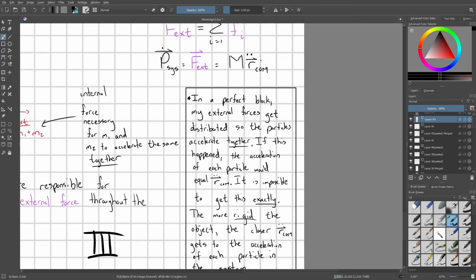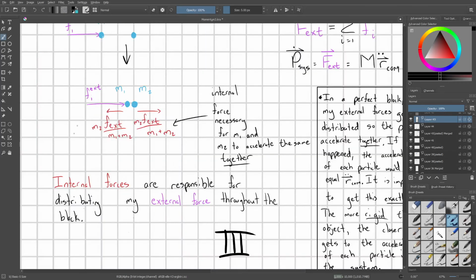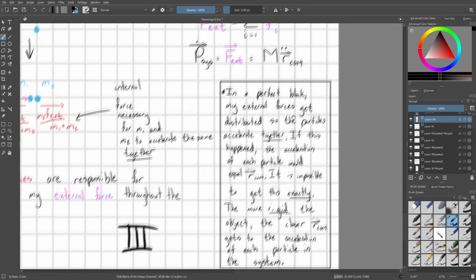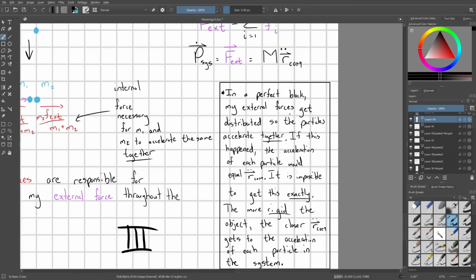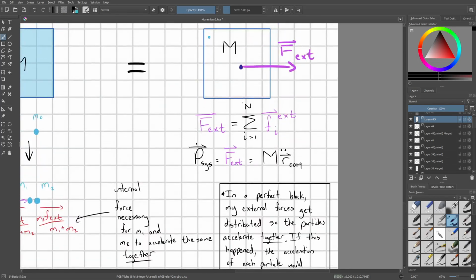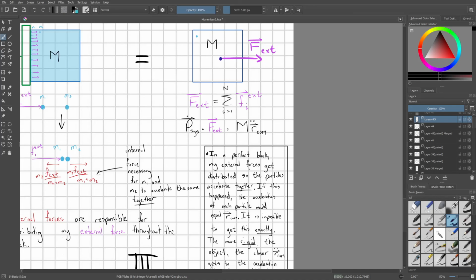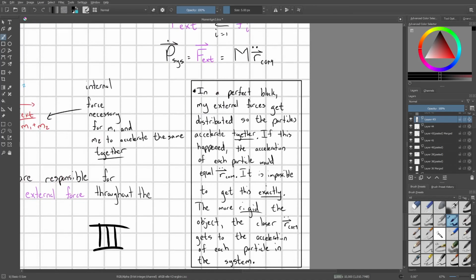in a perfect block, my external forces get distributed out, again, by the internal forces of the block. In a perfect block, my external forces get distributed so the particles accelerate all exactly the same together. So if this happened, the acceleration of each particle would equal the acceleration of the center of mass. So what do I mean? If this guy was accelerating at 5 meters per second squared, this particle in the top left would also be accelerating at the exact same amount, 5 meters per second squared. That's an ideal case. It's impossible to get this exactly.